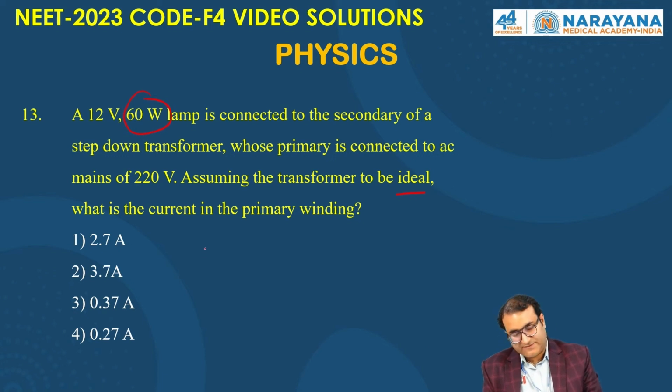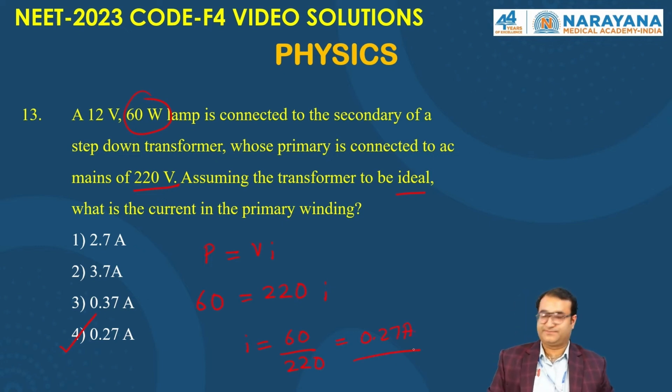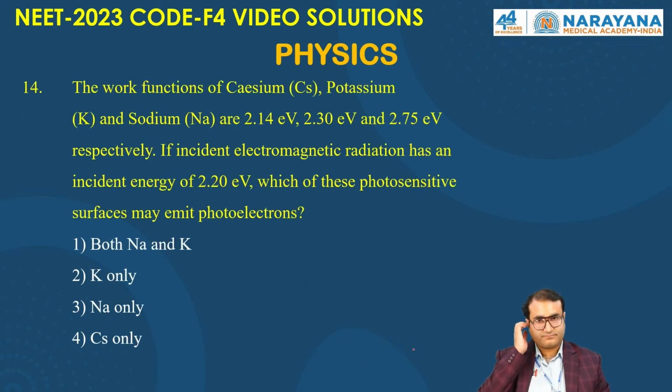So power is V into I. Power is given to us as 60, the input voltage V is 220. And the current in the primary winding we can find is 60 by 220. After calculation, the fourth option will be the answer. It is 0.27 ampere. Question number 14.